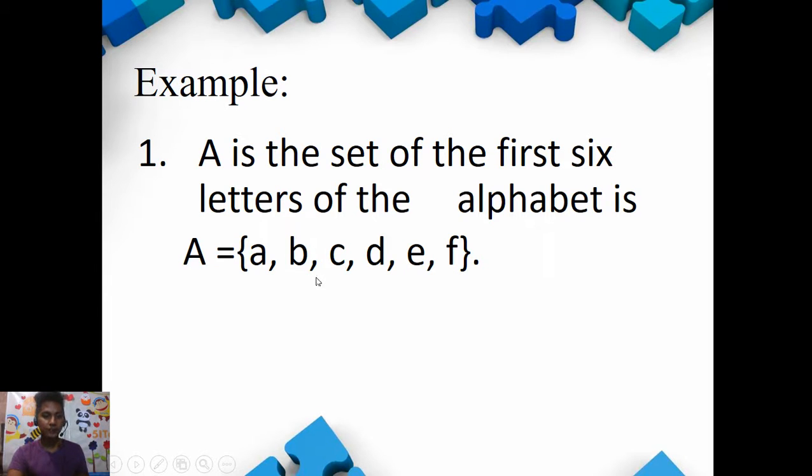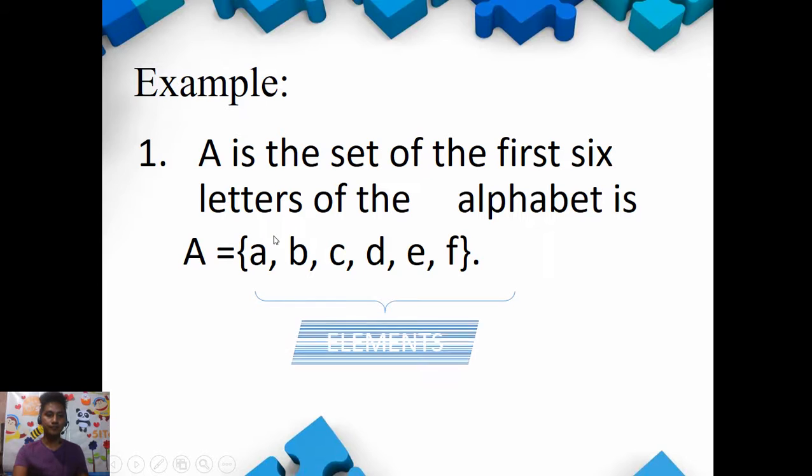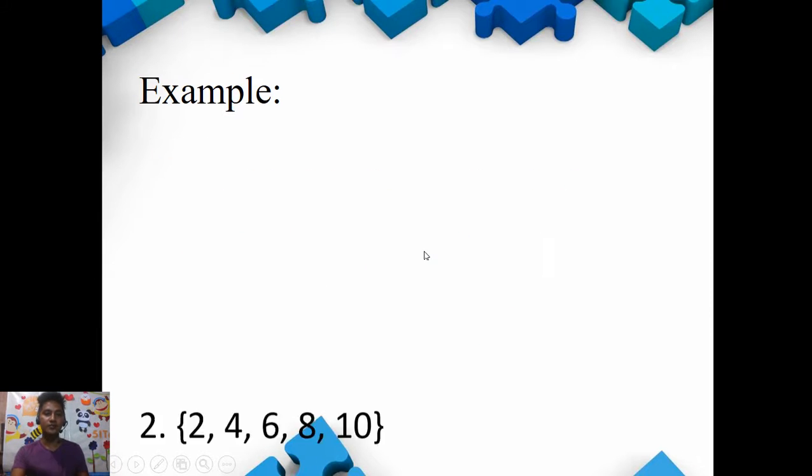Okay, question. Is each element in the set unique or not? Yes, they are all unique. Okay, nothing is repeated. Okay, next one. So, the elements of set A are A, B, C, D, E, and F. Next one.